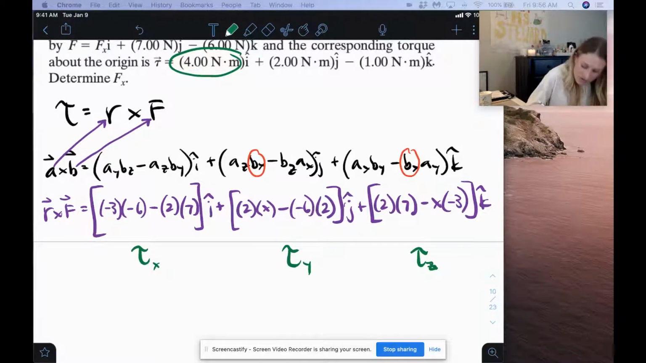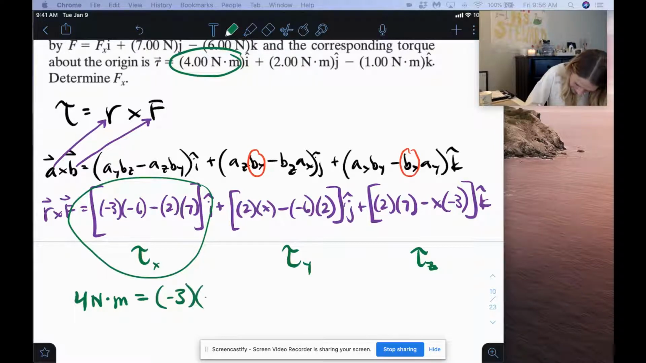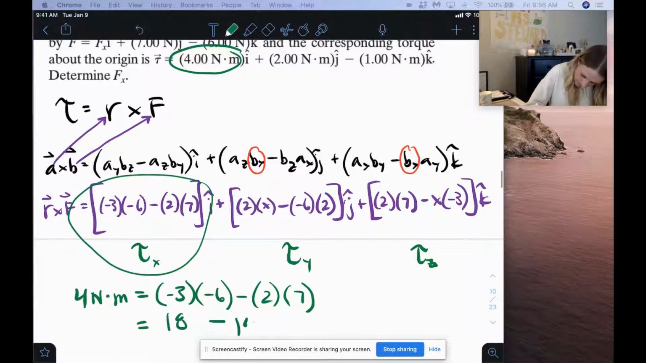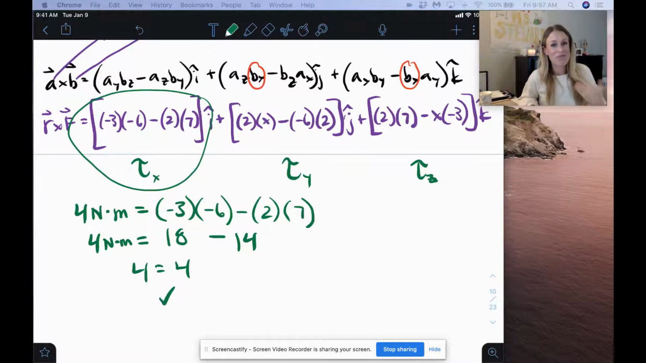So a negative 3 times a negative 6 here, I'm looking at this whole thing right here. So 4 newton times meters should equal negative 3 times negative 6 minus 2 times 7. So here we end up getting negative 3 times negative 6. What is that? Positive 18 minus 2 times 7, which is 14. 18 minus 14 is in fact 4. So we get 4 equals 4. We are good there. I checked my work. It looks like I'm on the right track here.